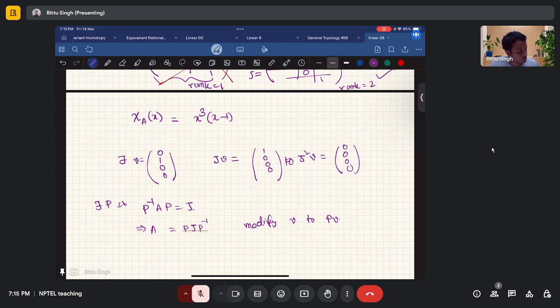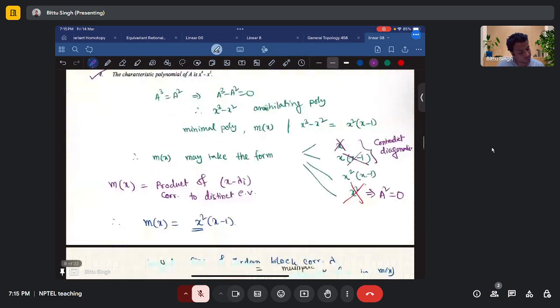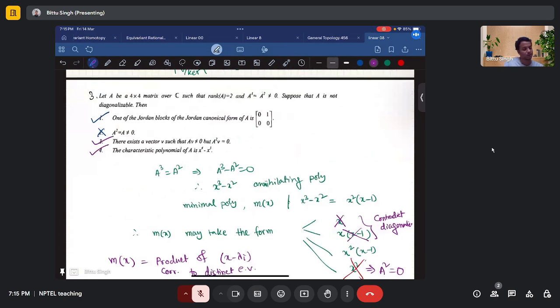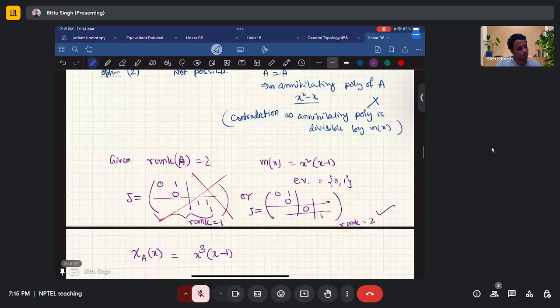So the conclusion is, therefore, option 3 is correct. Option 3 is correct. Some V actually exists. So option 3 is correct. AV is non-zero, but A square V is 0.